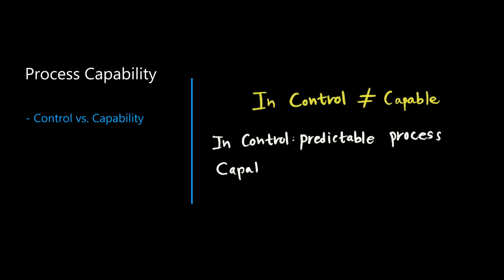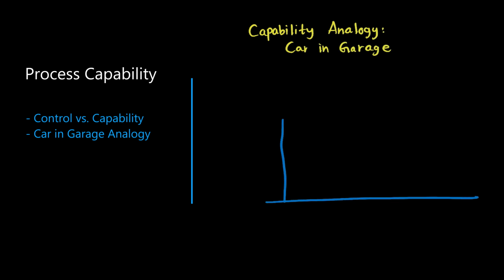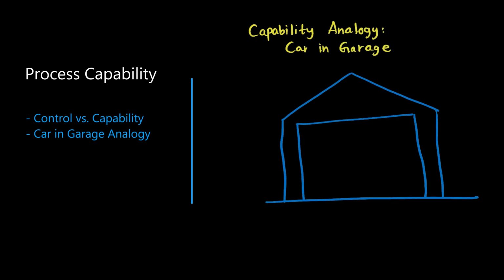Capability is all about whether your process can meet the specifications set by the customer. These specifications are also called tolerances. They have an upper specification limit, USL, and a lower specification limit. Think of it this way. Imagine you are trying to park a car in a garage. The width of the garage door opening represents the specification limits. The width of your car represents the natural variation of your process.